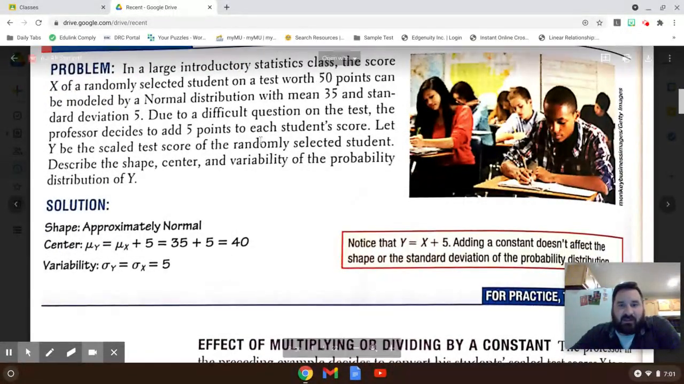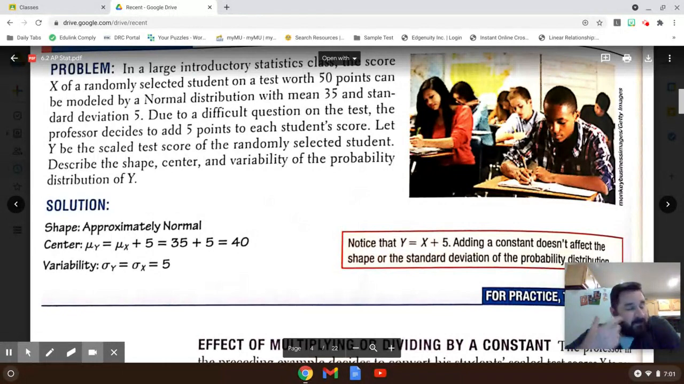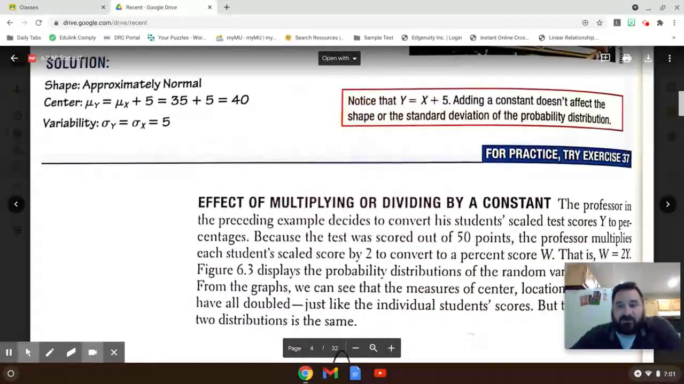Let's think about this. Let's say our scores before varied from 20 to 45. Now our scores vary from 25 to 50. Same exact difference if we calculate those, so that's why our spread didn't change.